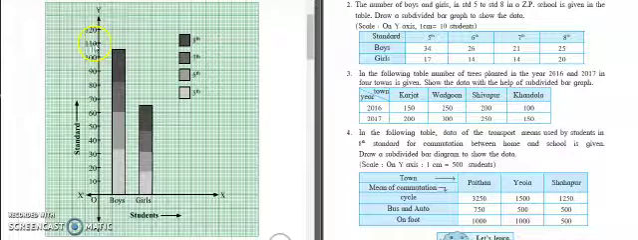This is 100, this is 110. So 106 will come here. So the height of this bar is 106. From this, the boys in 5th standard are marked here, 6th standard boys marked here, then 7th standard boys marked here, and the remaining are 8th standard till here. Similarly we have to do it for girls also.